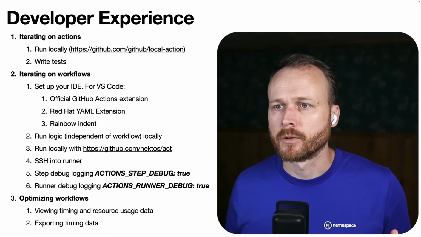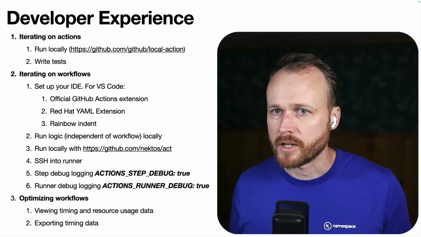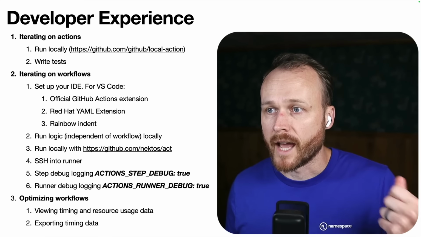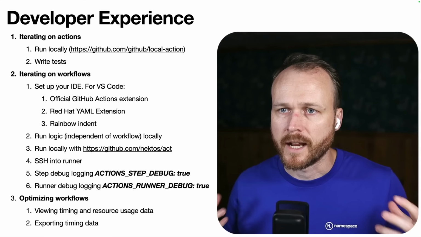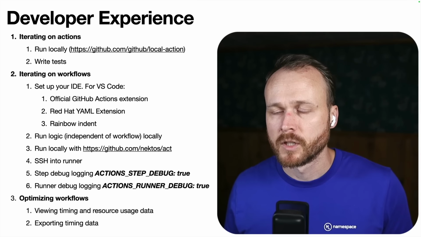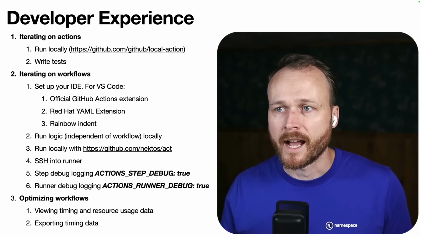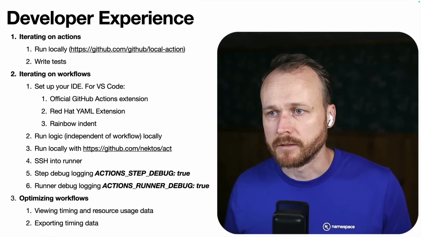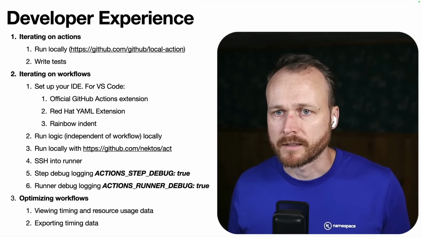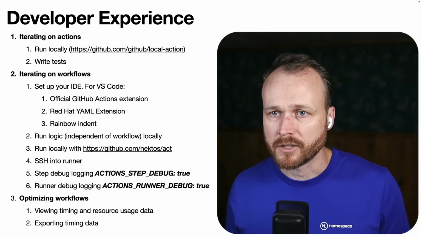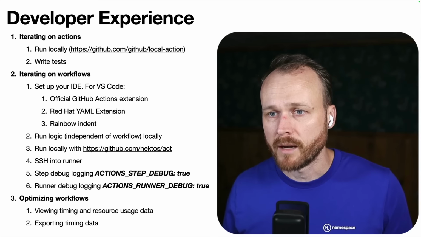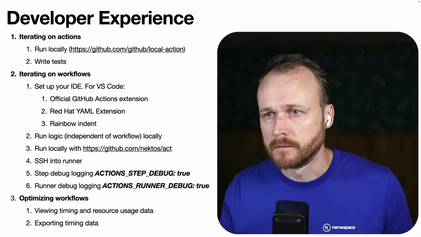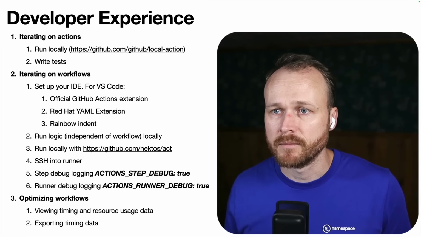There's a few different categories of developer experience that I'll touch on here. The first one is going to be iterating on actions. So earlier in the course, we looked at how to build our own custom actions. There's some tooling that GitHub provides to run that action locally. And then also we can write unit tests just like for any other software project. This allows us to validate behaviors of the action as well as execute it in a similar environment to what will be used within a workflow rather than needing to push changes every time to check if they work or not.